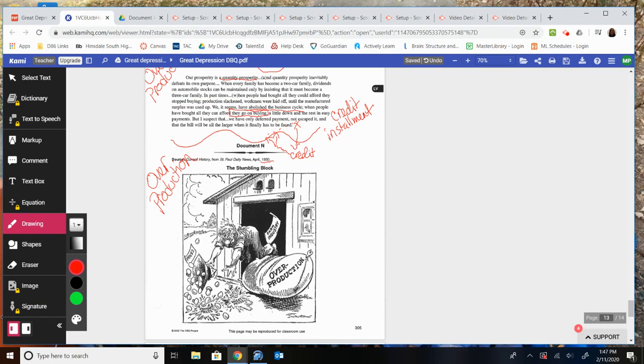Document N is about the agricultural side of the country, but the artist is portraying that there was overproduction in farming as well, and it shows that as an issue. The reason for the overproduction was that in the 20s, European demand for our agricultural goods was high. Shortly after World War I, as Europe was rebuilding, and during World War I, our farm goods were being shipped over all the time. But as European countries got back on their feet, they didn't need U.S. goods anymore.